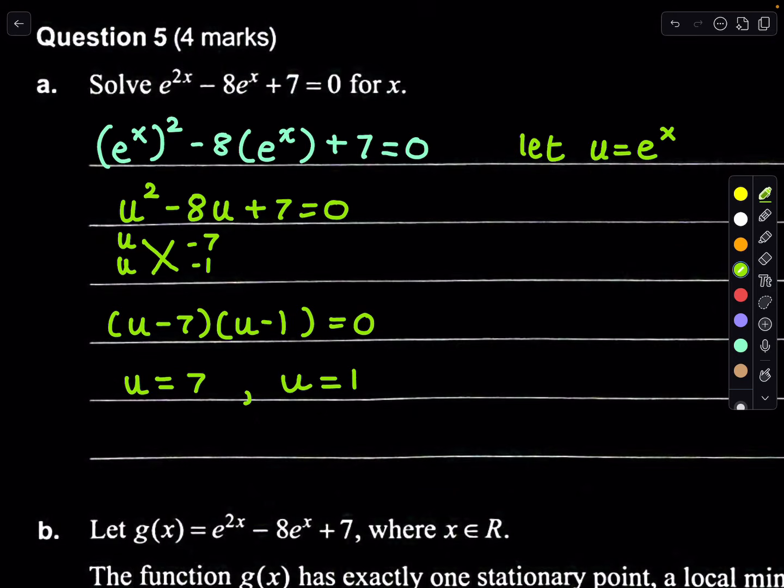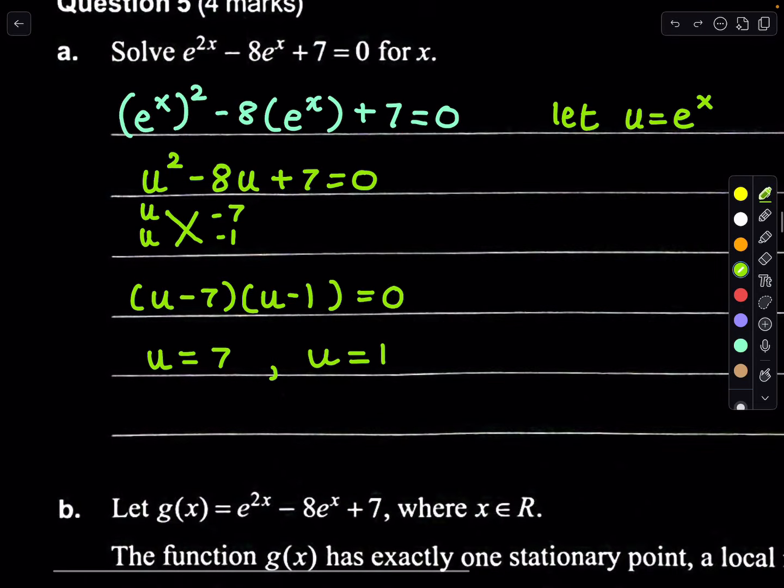Beautiful. Is that our final answer? Absolutely not. You need to come back. We're solving for x, not u. So we need to replace. Remember, all the u's, replace them back with e to the x. Yep. So let's do that. So you know how this was u? This will be e to the x. So replace that with that. Equals 7. And the same with this one. e to the x equals 1.